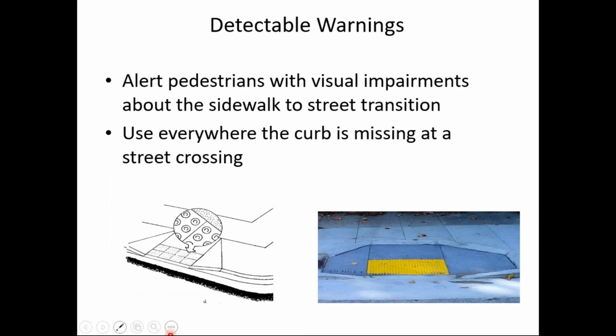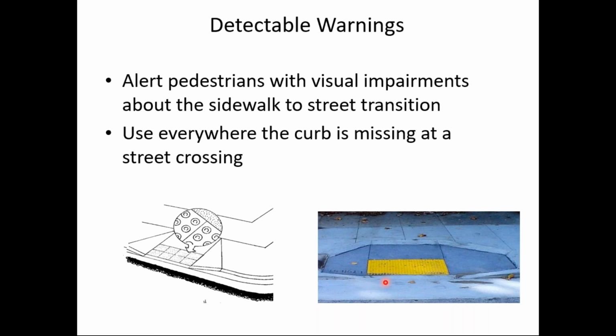So detectable warnings, I want to emphasize, are a hazard alerting mechanism. There's no directionality or wayfinding associated with them. And at orientation and mobility training, which is where a blind pedestrian would go before they start navigating the streets, they call it O&M school, they would be taught that when they encounter this surface, either underfoot or with their cane, they are to stop and check out the surroundings before they proceed, because basically this means they're at a street crossing.